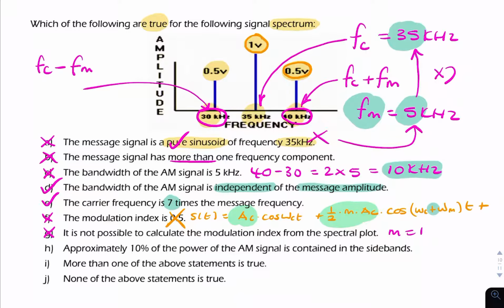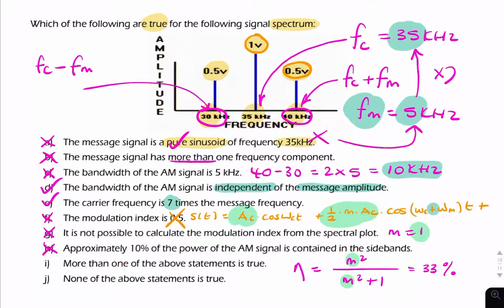H, 10% of the power is contained in the sidebands. Now, how much of the power is contained in the sidebands depends on the modulation index, and the relationship is m squared over m squared plus 1. And in this case, because m is equal to 1, we have an efficiency of 33%. So 33% is not approximately 10%. So the answer to statement H is false.